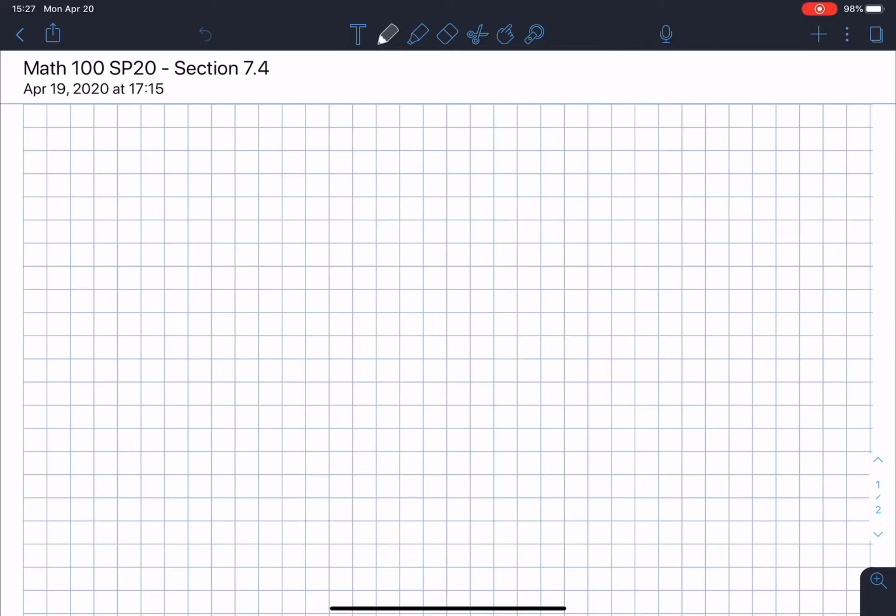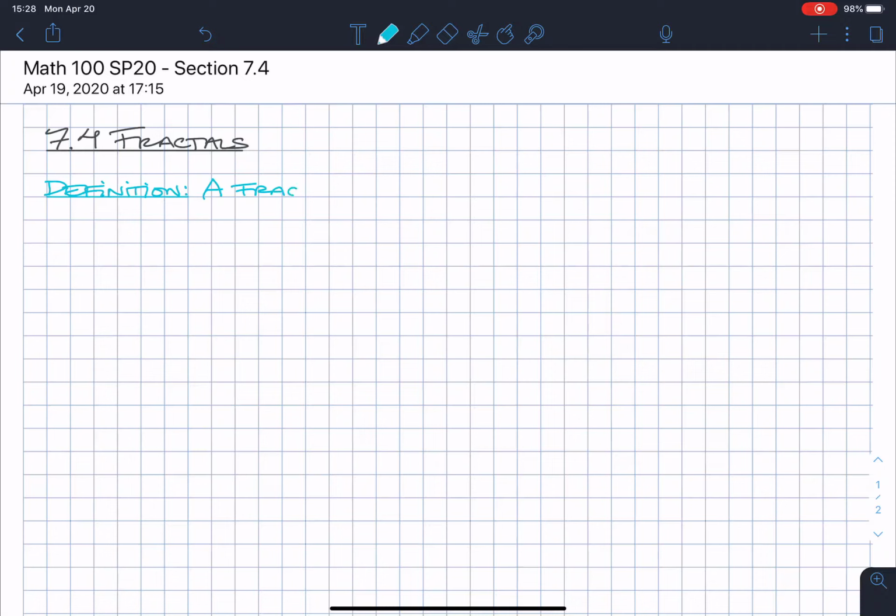Okay, so welcome to 7.4, which is fractals. Okay, so what is a fractal? So, definition. A fractal is an object that displays self-similarity.